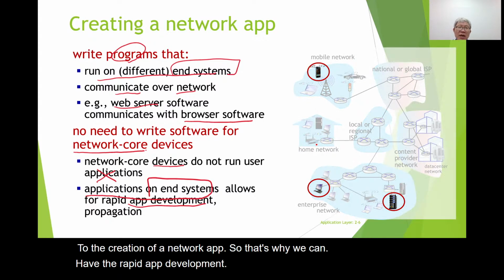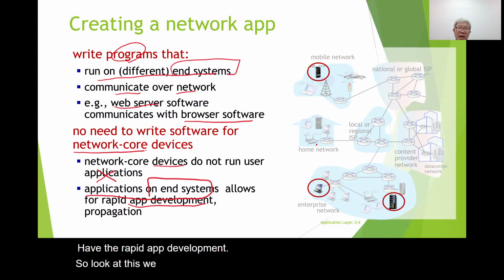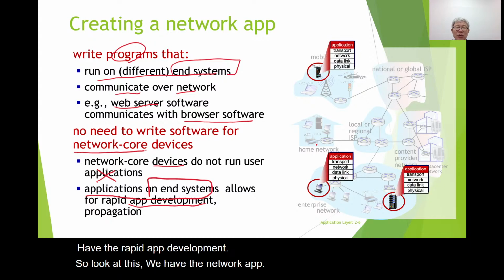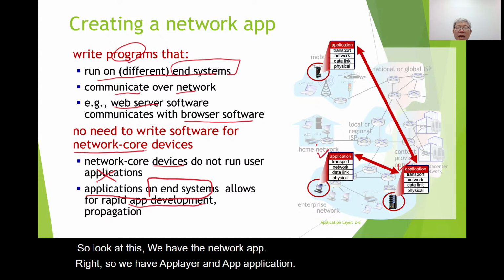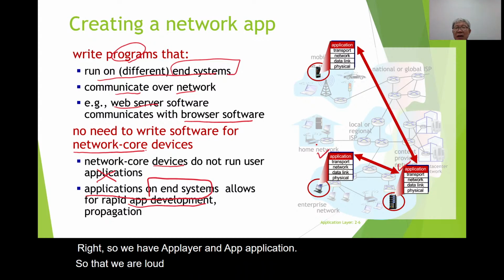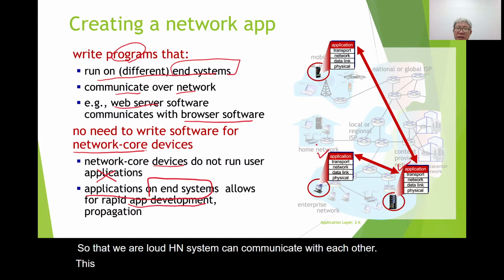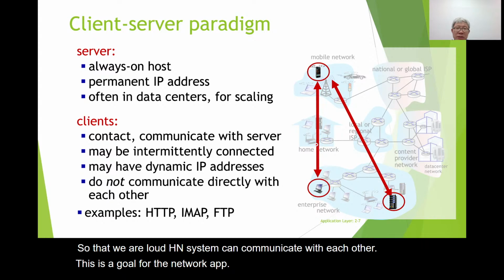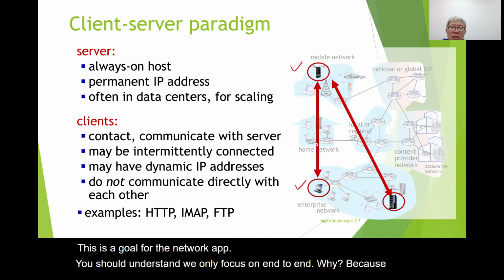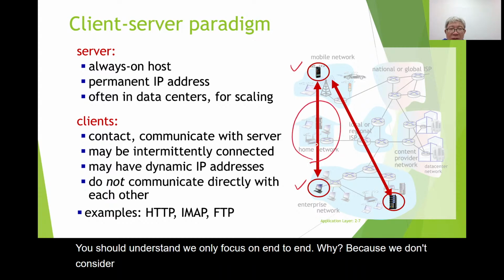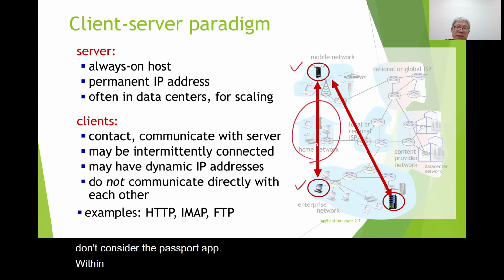Well, look at this. We have the network app, so we have the app layer and the application, so that each end system can communicate with each other. This is the goal for the network app. You should understand we only focus on end-to-end. Why? Because we don't consider possible apps within the network core, so it won't be necessary to have apps there.